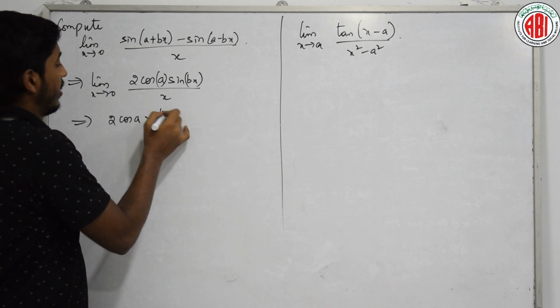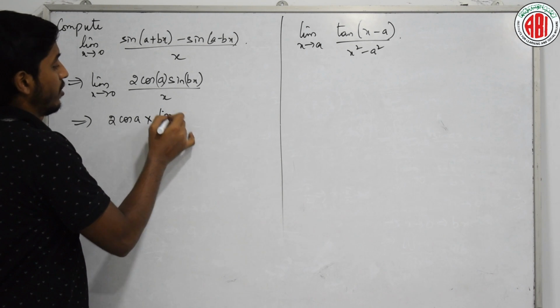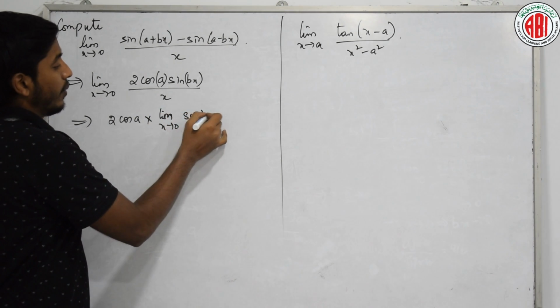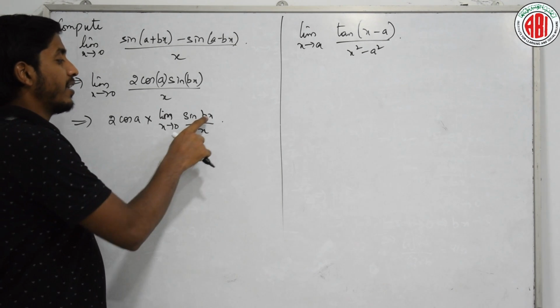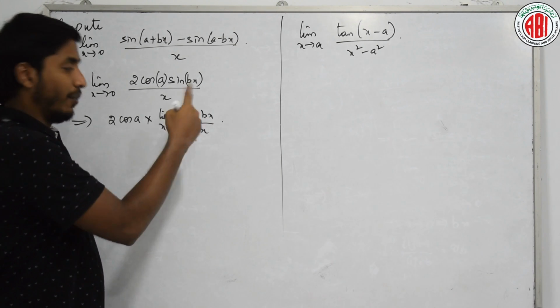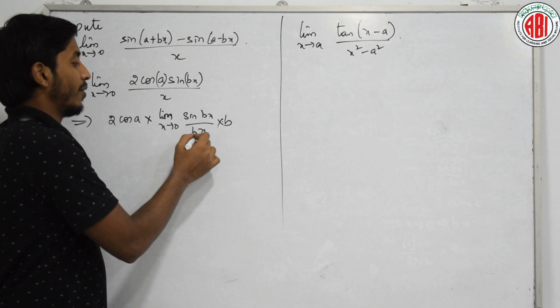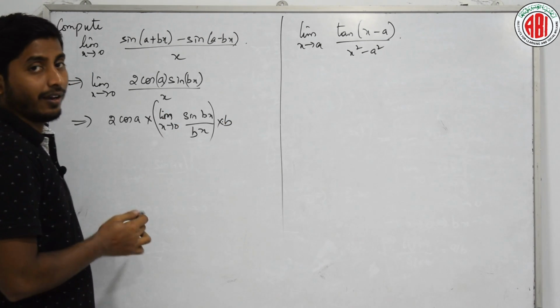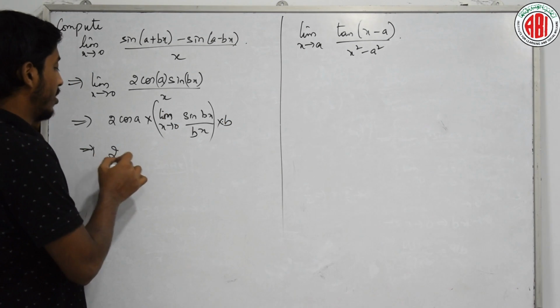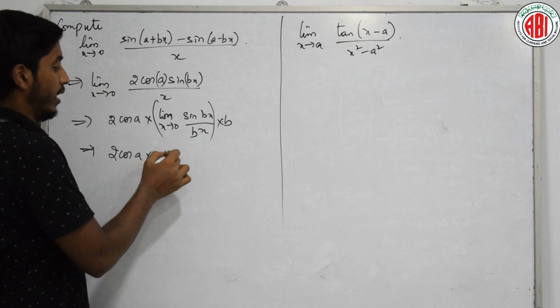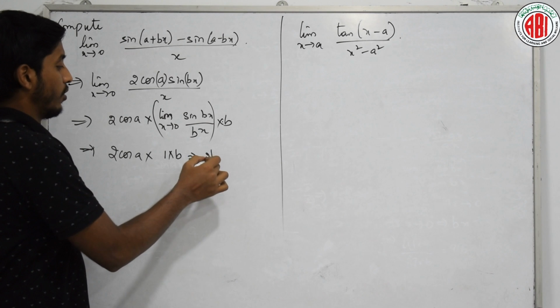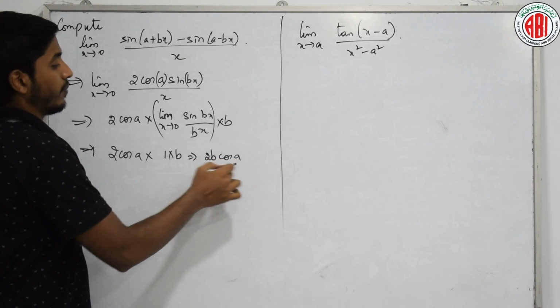The left is limit x tends to 0, sin bx by x. Isn't it? Again, here it is bx, here it is x. What to do? Multiply and divide by b. Hope you all got how to do it, right? Fine. That is 2 cos a into the whole value is 1 into b. Therefore, the answer is 2b cos a.